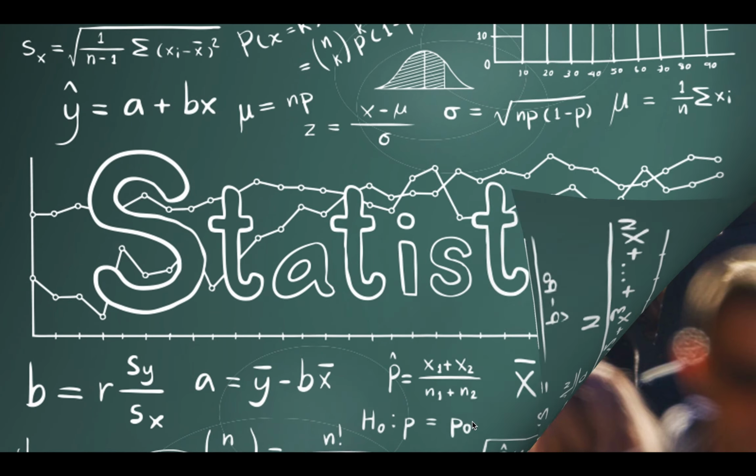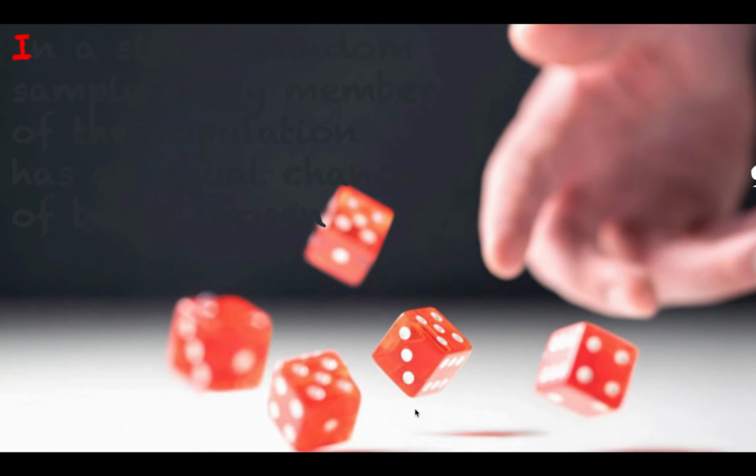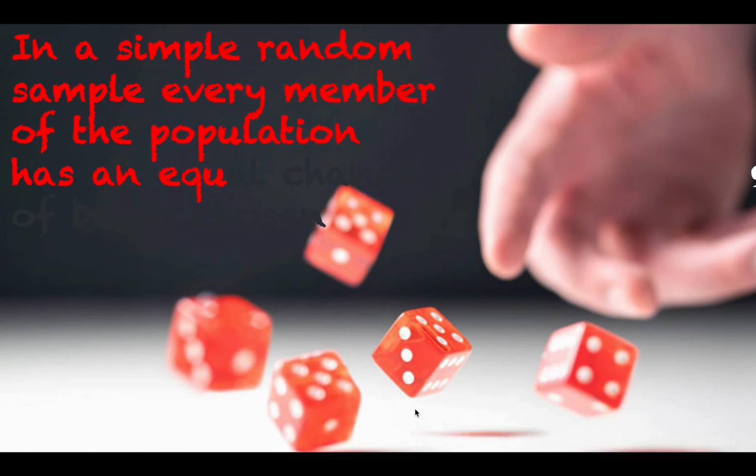Hello. In this tutorial, we will learn about a simple random sample. We will learn how to take a simple random sample. We will learn its advantages and its disadvantages. In a random sample, every member of the population has an equal chance of being chosen. This leads to a sample that is representative of the population, a sample that is fair or unbiased.